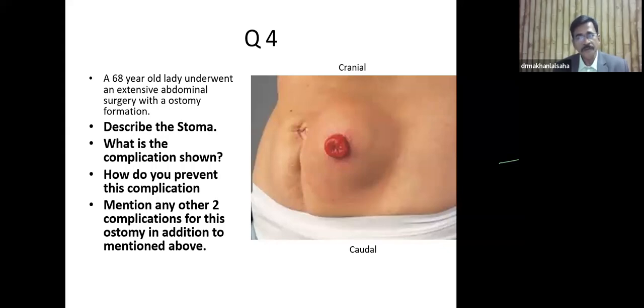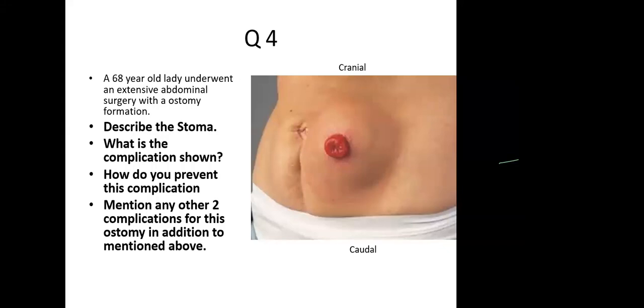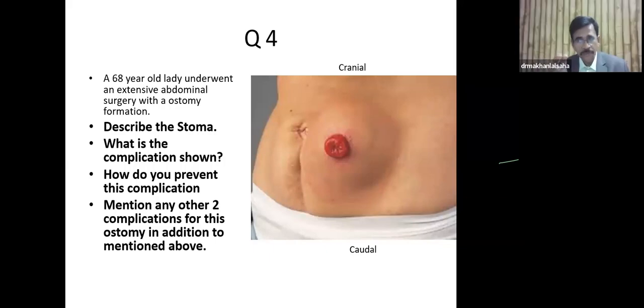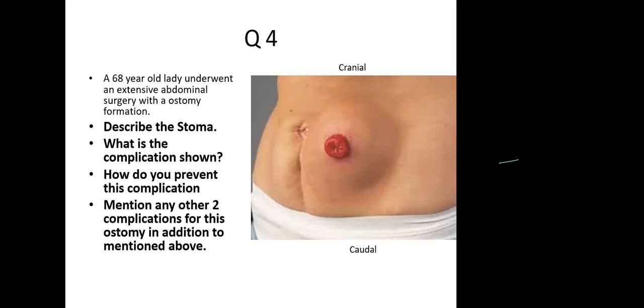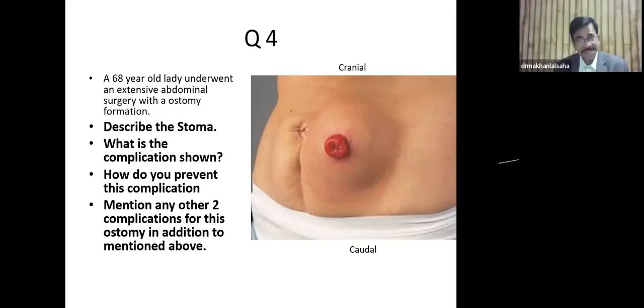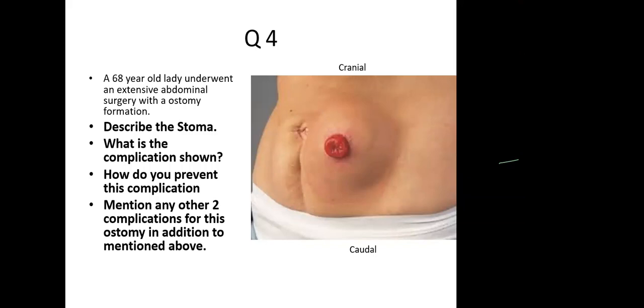Number two, while you make the opening to bring the gut out, what should be the point in mind? It should be of adequate size. Yes, optimal size. It should not be less, so that it causes stenosis, or very wide, so that it collapses out. So it's the optimal opening.